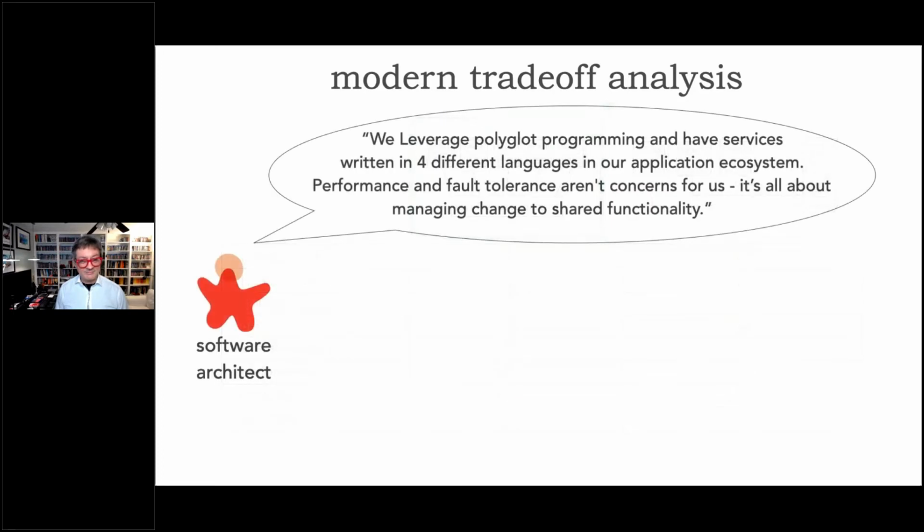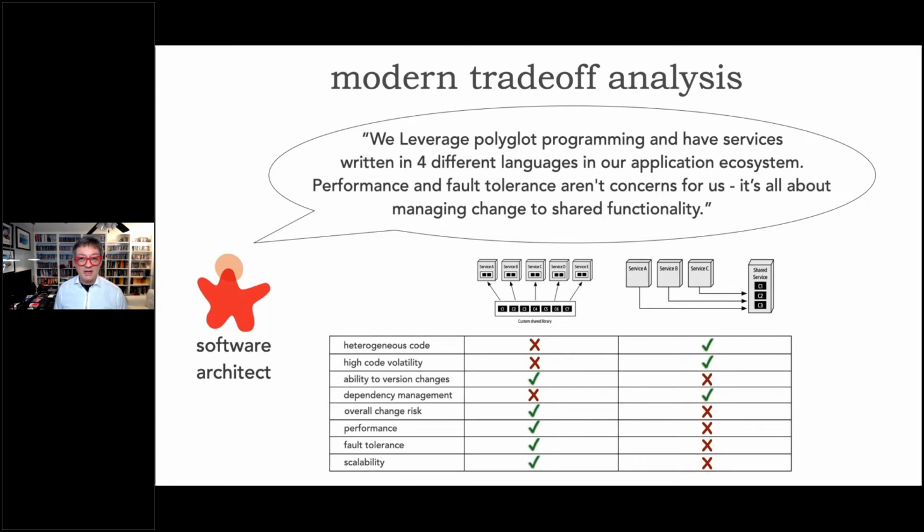But here's the problem. When you look at the entire context of that situation, it's not generic. And this is the problem with trying to do generic trade-off analysis to say, in general, those things are true. But specifically here, we leverage polyglot programming and have services written in 4 different languages in our ecosystem. Performance and fault tolerance aren't big concerns for us. It's really about managing change to shared functionality. Oh. Well, when you put that in the mix, then it becomes clear that even though in a generic face-off, you may have some better, more attractive features for the shared library, in this context there's a clear winner because of constraints introduced by the other solution.